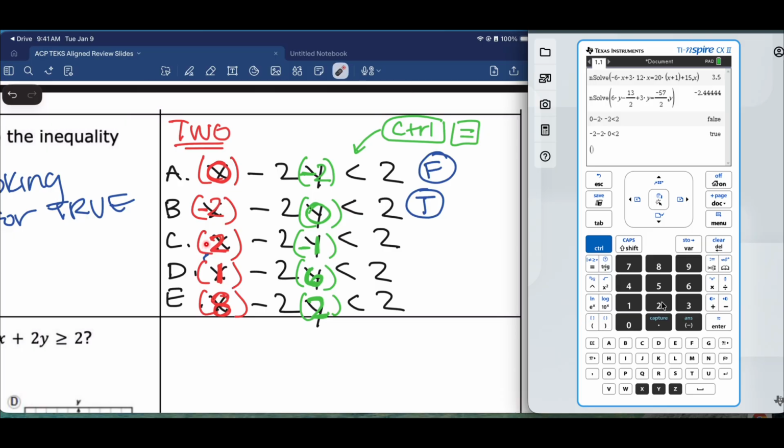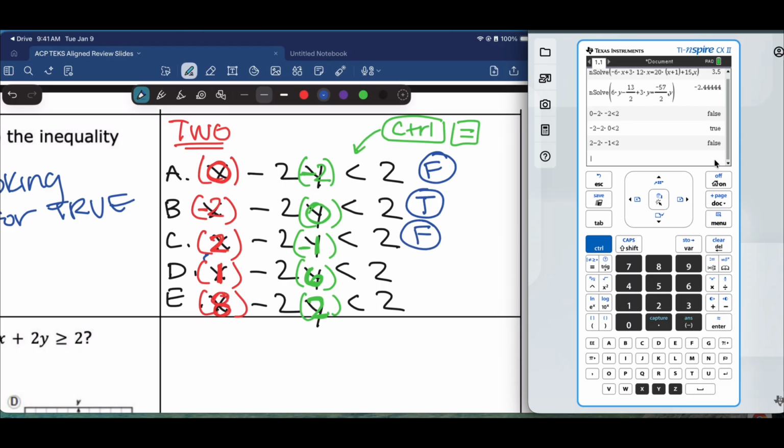So C says parentheses 2, minus 2 parentheses, negative 1, close the parenthesis, less than 2, enter, and that gives me false. So I know C is false, so it can't be my answer. Now let's try D. Parenthesis 1, minus 2 parentheses 6, control equals for that symbol, pick the right one, and then 2, enter. That gives me true. So this is true right here.